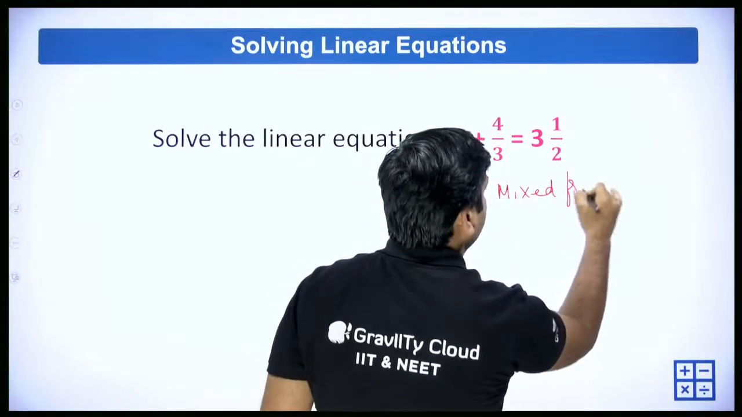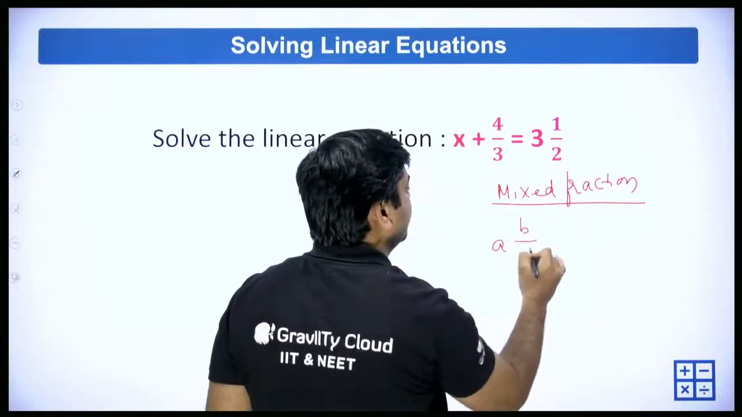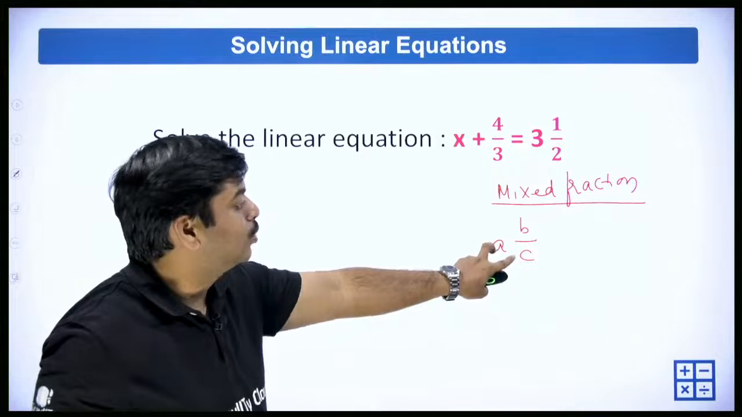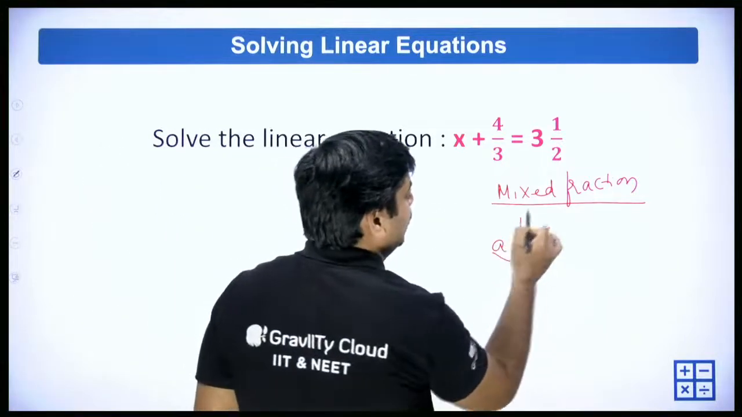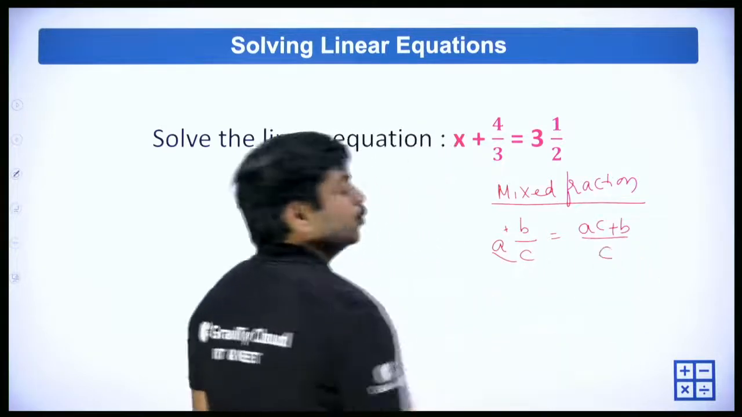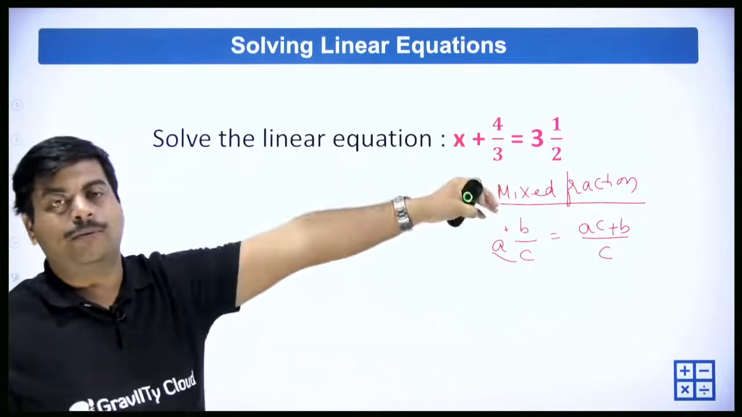What is a mixed fraction? If you have a b by c, you need to multiply a and c and then add b. That gives ac plus b by c. That is how you bring a mixed fraction to a proper or improper fraction.